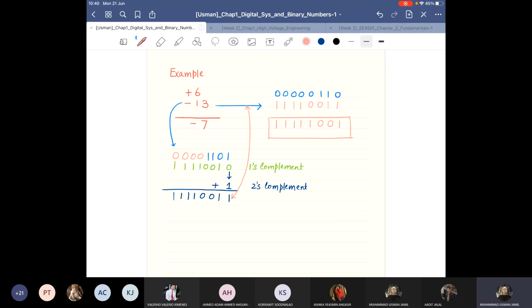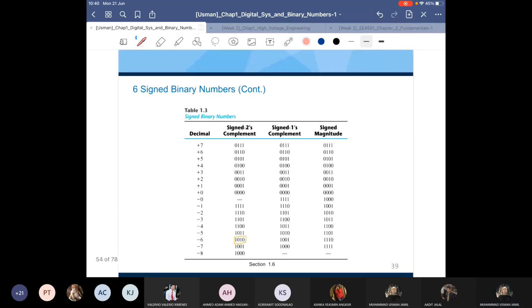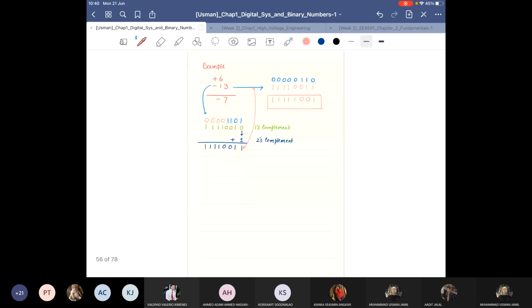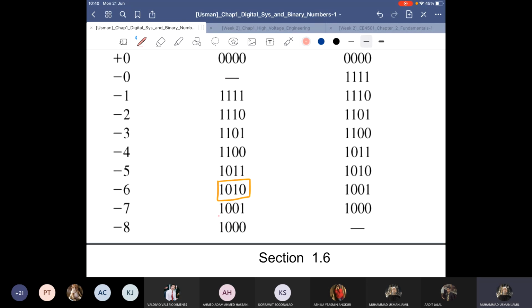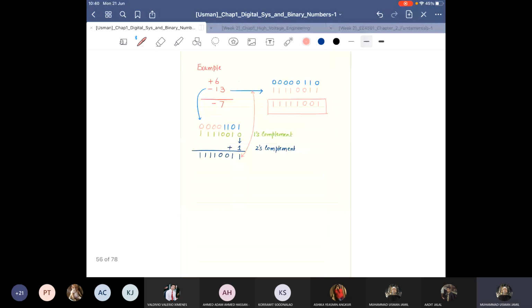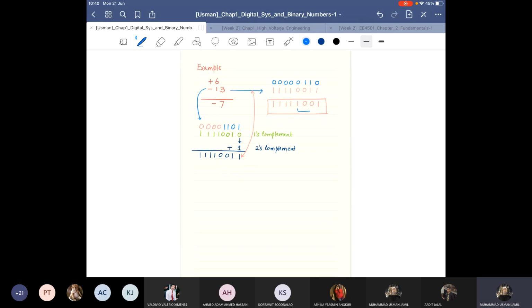Okay, so this one is our answer for minus 7, and you can also compare this one with your table. You can see now this one, minus 7, is 1001.